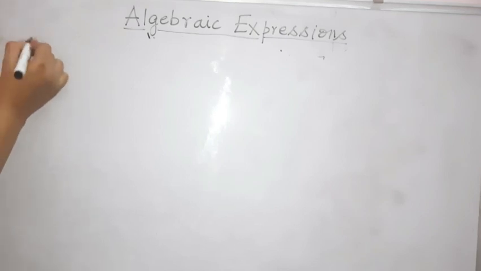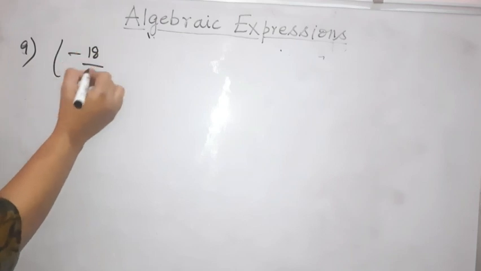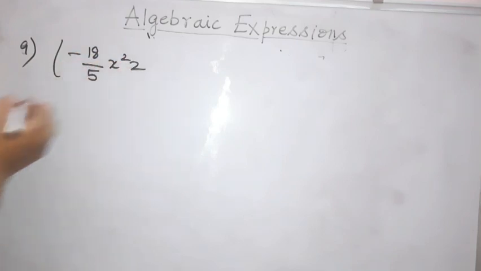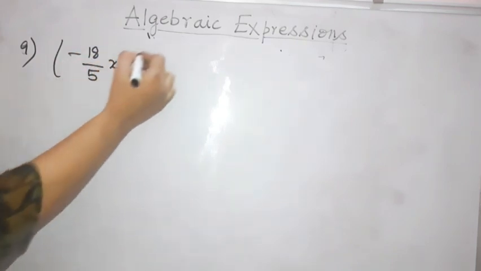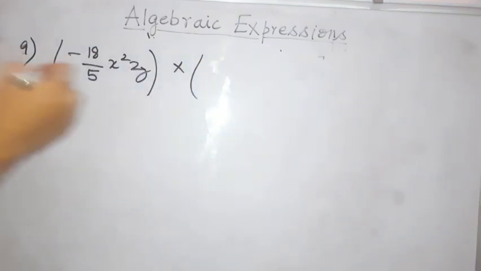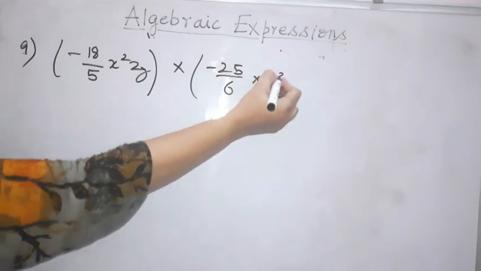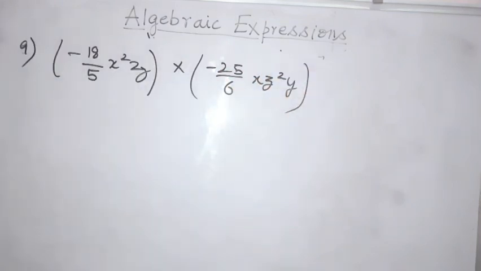Now, which question were we on? Question number 9. So let me write the question for you. Minus 18 upon 5 x square z multiplied by minus 25 upon 6 x z square y. Okay students, now both the coefficients will be multiplied.